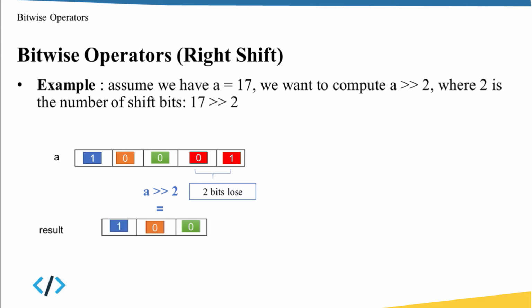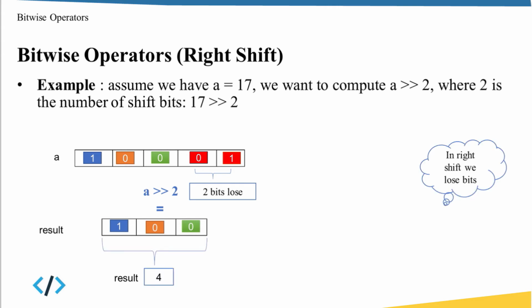And as you see, this is my result. I will convert the result back to the integer value and I will get 4, as you see here. So we can conclude that in right shift, we lose some bits. So that's all about how these operators work. Now let's move to the PyCharm IDE in order to see some real examples about these operators.